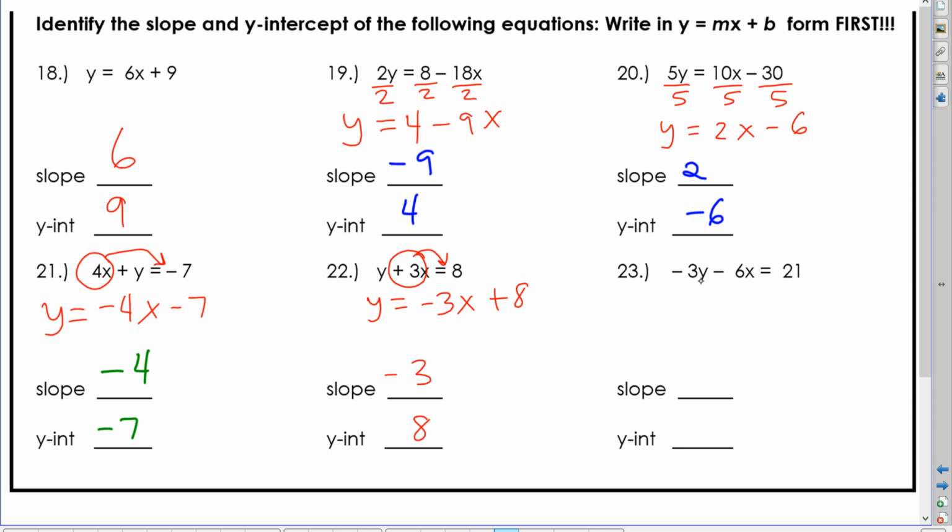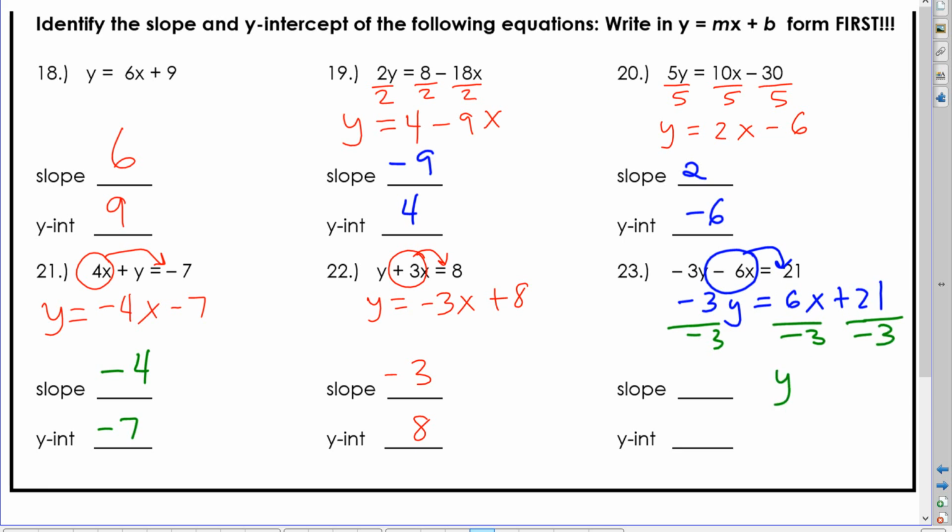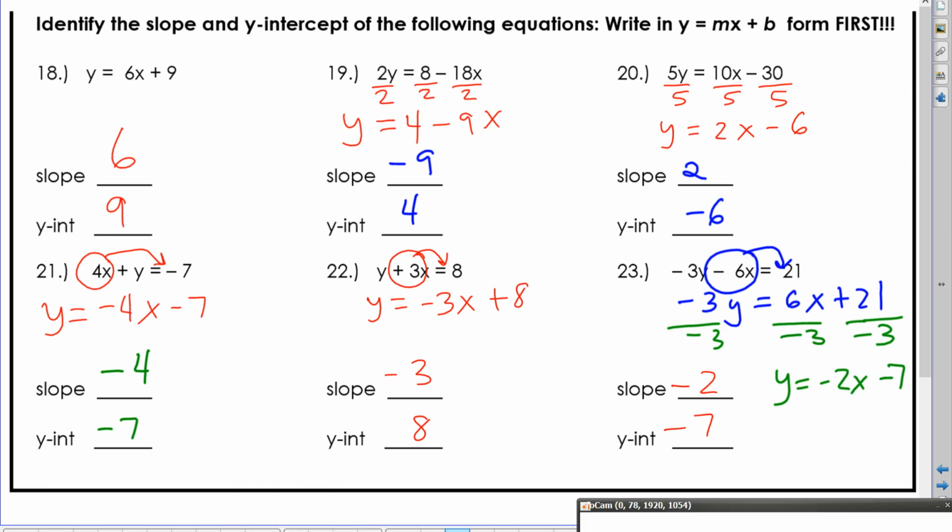And now this last one, I have a y and an x on the same side, and y has a coefficient. So I circle and switch, and then I divide. So I'm actually going to divide by a negative 3 here, so be careful with your signs. So I'm going to get y equals negative 2x minus 7. So negative 2 is the slope, and negative 7 is the y-intercept. And that's how you complete the questions on homework number 8.